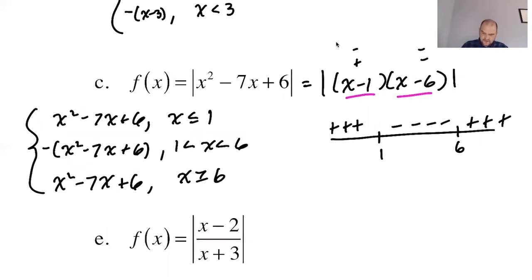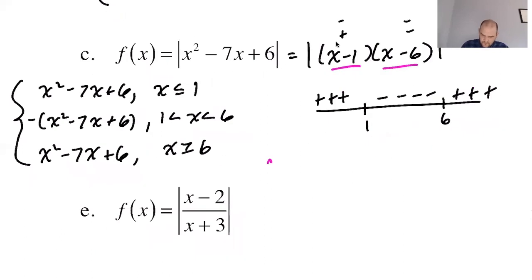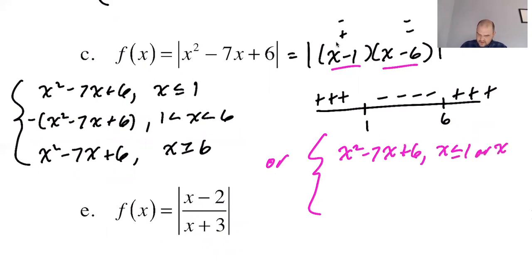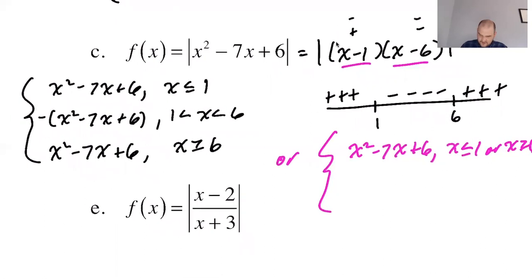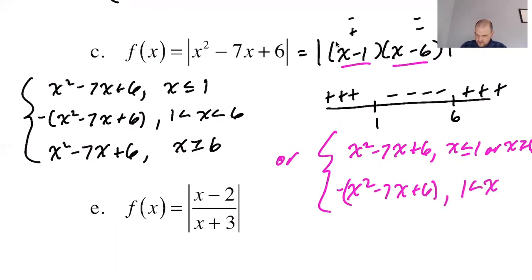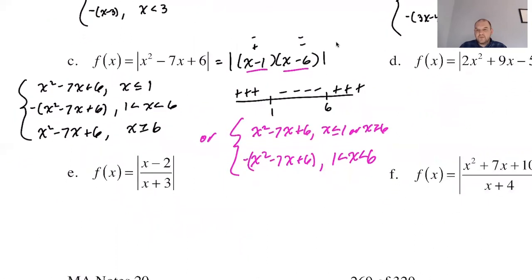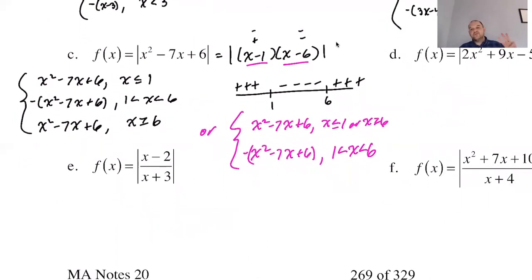You also could do, so I'm doing a different color, x squared minus 7x plus 6 when x is less than or equal to 1, or x is greater than or equal to 6, and then also the opposite of x squared minus 7x plus 6 when x is between 1 and 6. They're both right, and you can do either. I prefer the one with 3 branches because it makes it very visually clear what's happening. And I think clarity is always really important when you're choosing your notations and things like that.